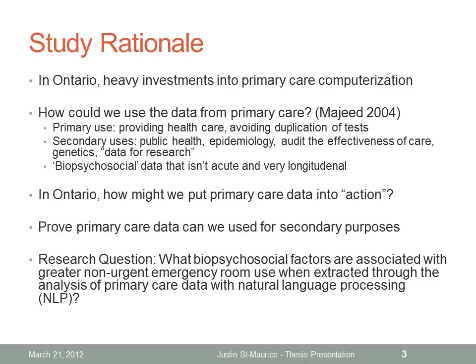So the research question that I ended up exploring was looking for biopsychosocial factors that were associated with greater non-urgent emergency room use when extracted through the analysis of primary care data with natural language processing. In essence, what I did is I created biopsychosocial profiles for patient records by extracting certain keywords and certain sentences and themes. Those themes were coded, and I associated those specific codes with non-urgent emergency room use to see if there were certain codes that were better predictors than others. And that was done by taking the primary care data and doing some natural language processing.